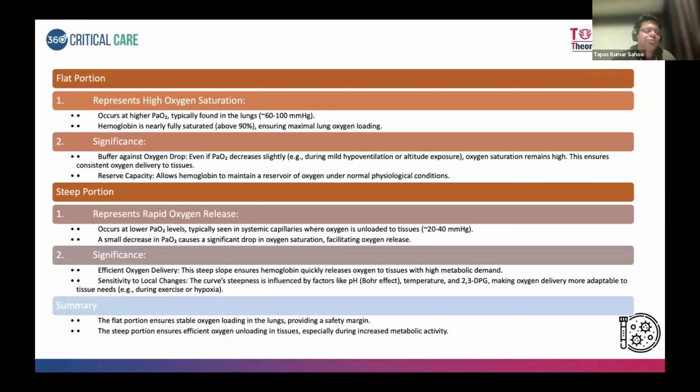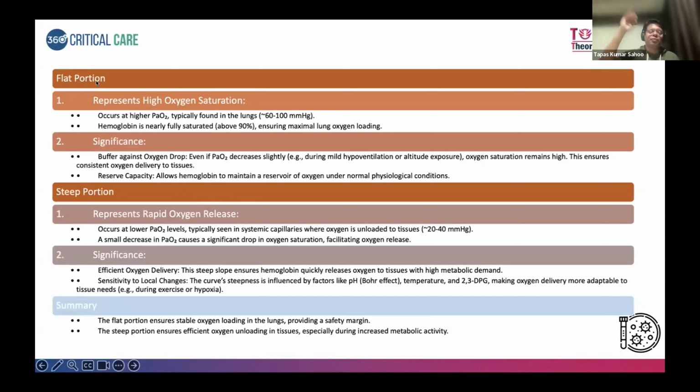Clear? Now, you can also take this as a reserve capacity. What do you mean by reserve capacity? That means your hemoglobin is maintaining a reservoir of oxygen under normal physiologic conditions. Clear? So this is the significance of the flat portion.